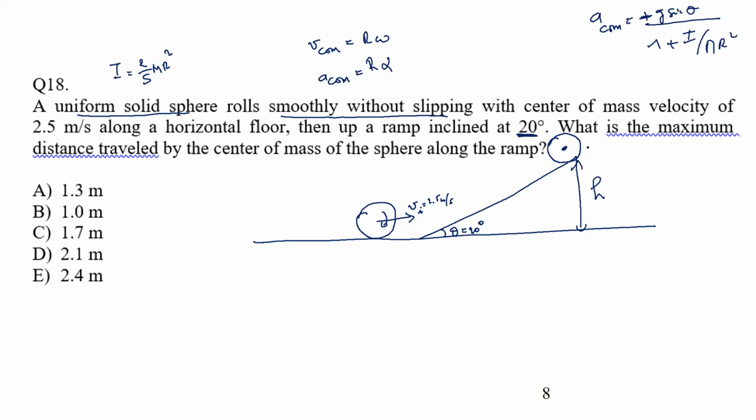It will stop. So my linear velocity will be 0, but also my angular velocity will be 0. It will stop not only translating along the inclined plane, but also stop rotating. My uniform solid sphere will stop, so the final kinetic energy is 0. Now the question here is, what is the distance traveled by the center of mass? What is this distance here?